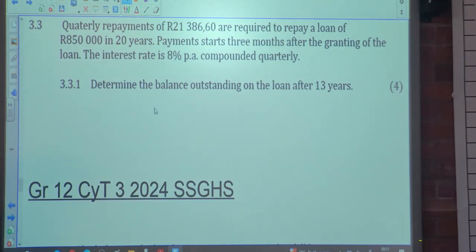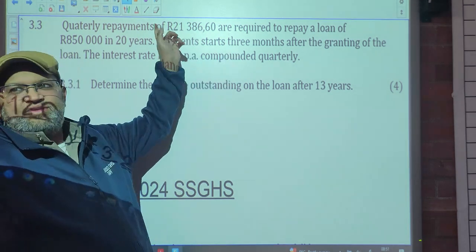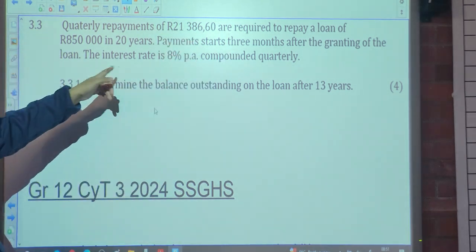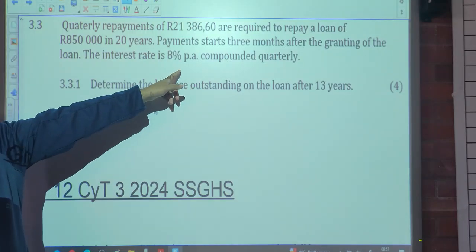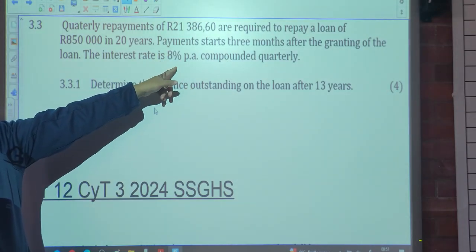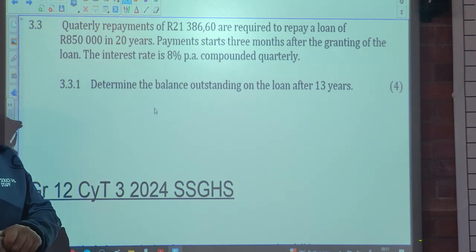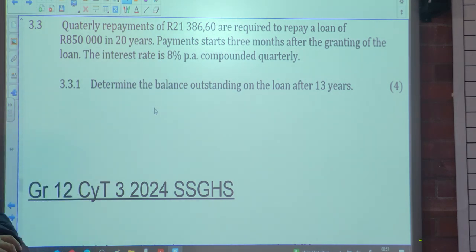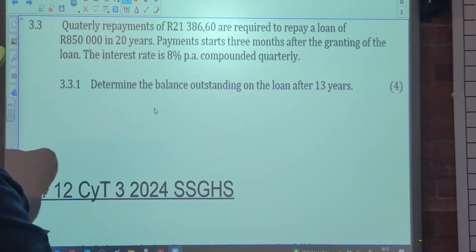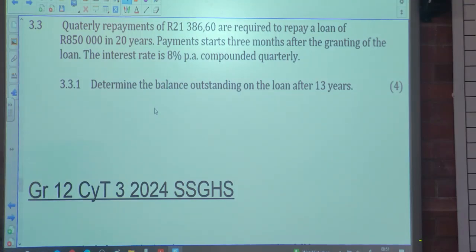Quarterly payments of 21,386 rand 60 cents are required to pay a loan of 850,000 rand in 20 years. Payment starts 3 months after the granting of the loan. Okay, so that is in line with your compounding, your payment frequency is in line with your interest compounded quarterly, of 8%. Determine the balance outstanding of the loan after 13 years.